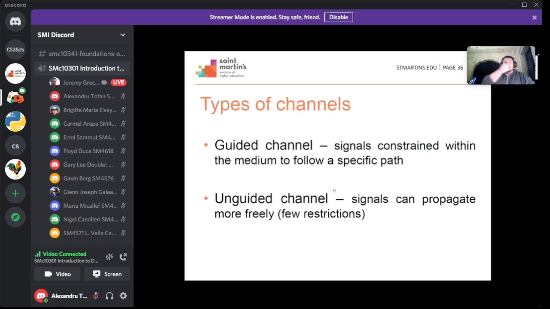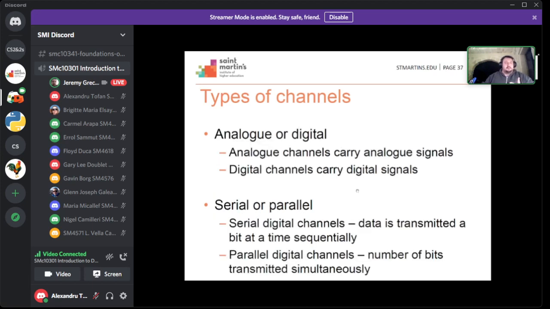You might have channels which are guided. A wired network is a guided network, or a guided channel. If you're using something like Wi-Fi, that is unguided, because you have more freedom in the way that signals are actually propagated. Guided means that you have to literally follow a specific path.